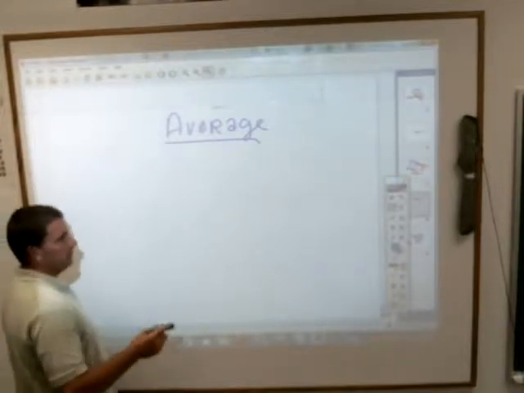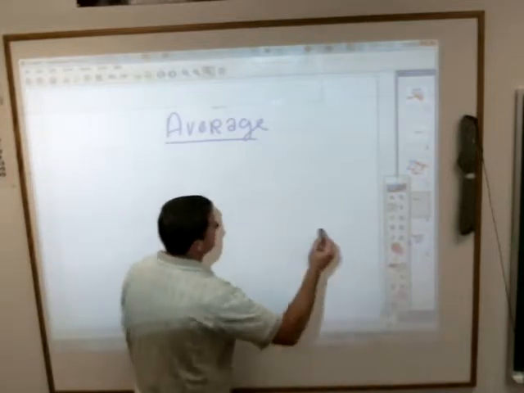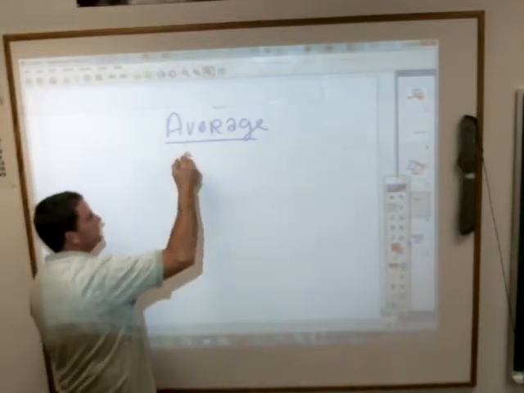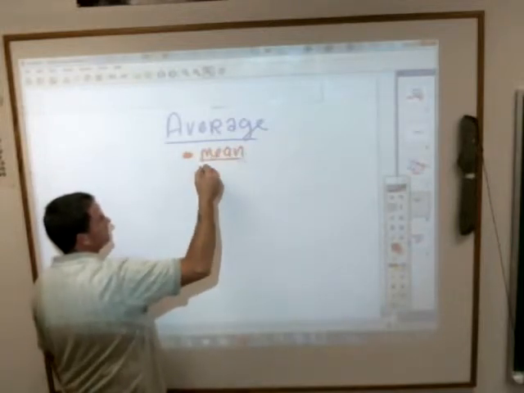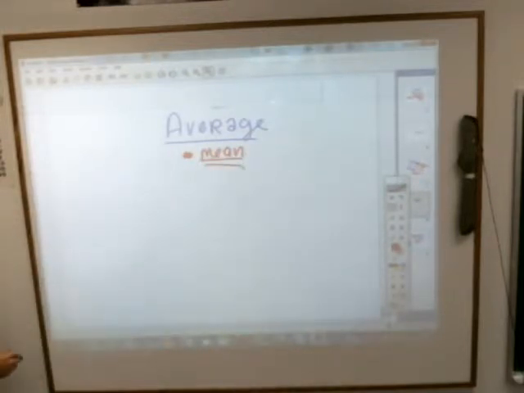What is average, by the way? Also in the book, when you get to the higher level math, they call this the mean. I don't know why. Average is what?